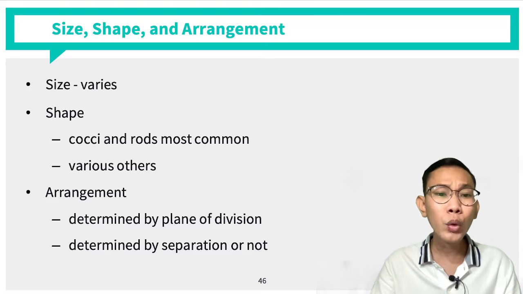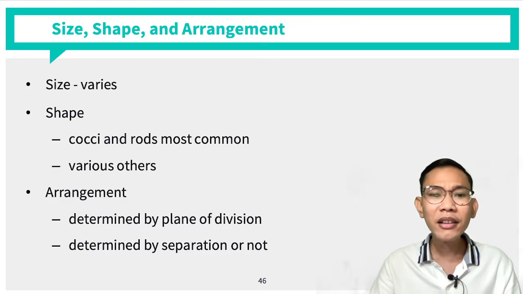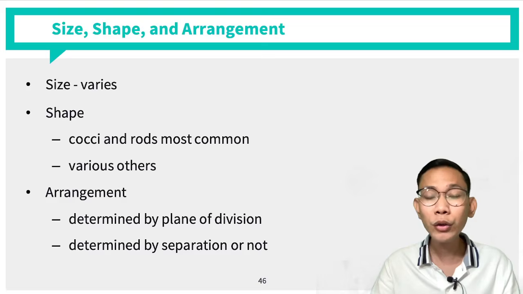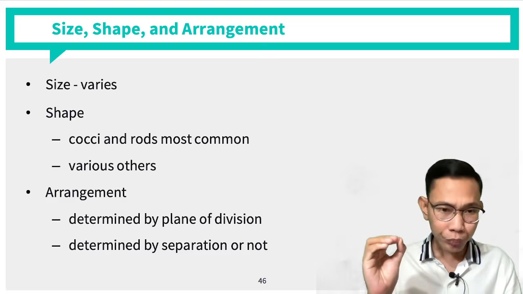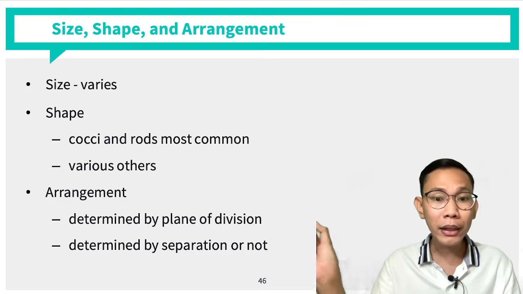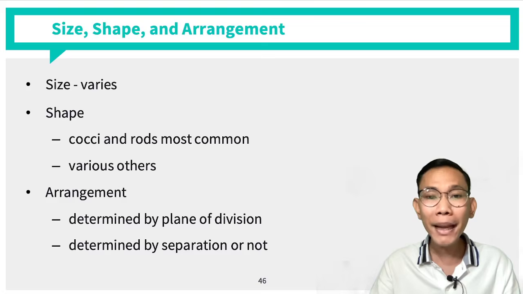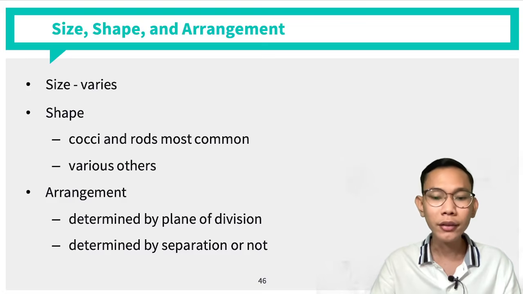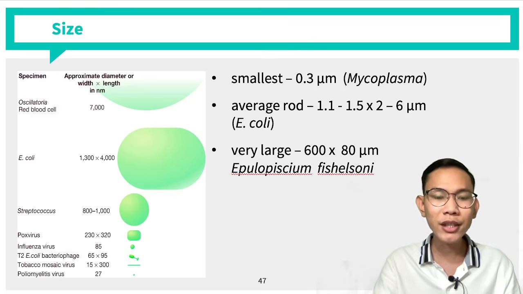The shape, there are two most common shapes. We have your cocci and your rods, but there are still various other shapes. Then arrangement, this is in comparison to the other bacteria. So paano sila nagkatabi-tabi? This is actually determined by your plane of division and determined by separation or not. Tingnan natin. So, let's talk about the sizes.